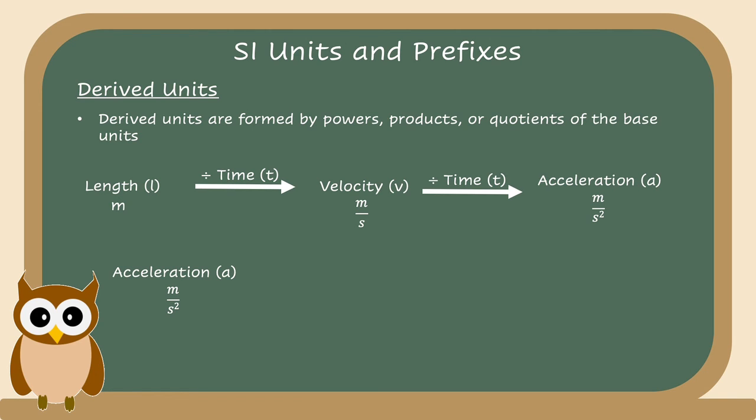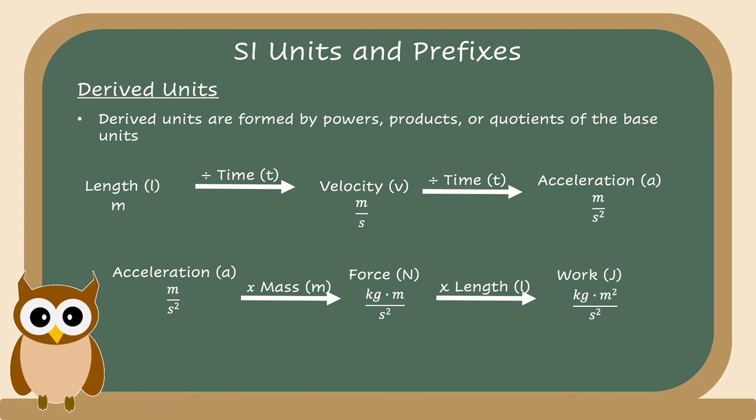Now taking that acceleration, if we multiply by mass, we get force with the units newtons, which can also be written as kilogram meters per second squared. And finally, if we multiply our answer by length again, we get work done in kilogram meters squared per second squared. So as you can imagine, there are a lot of combinations of the 7 base quantities that we could make to create new units. However, of course, not all of them have any significance.